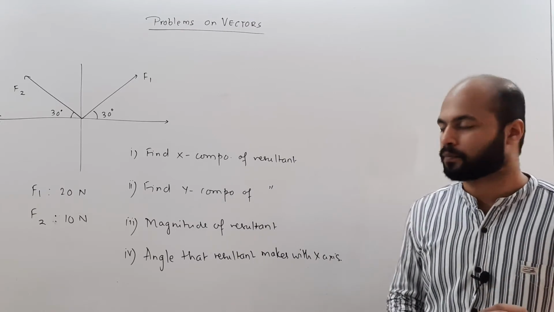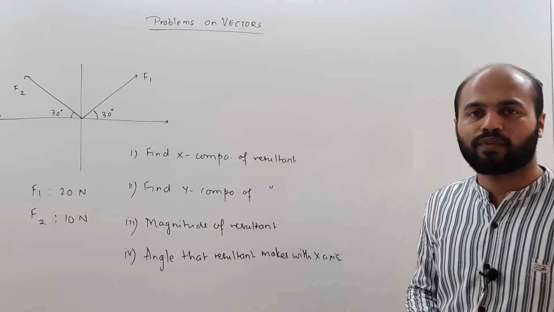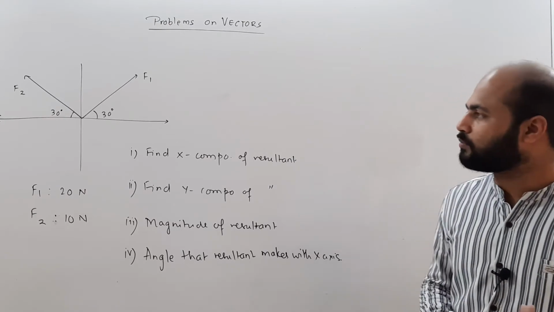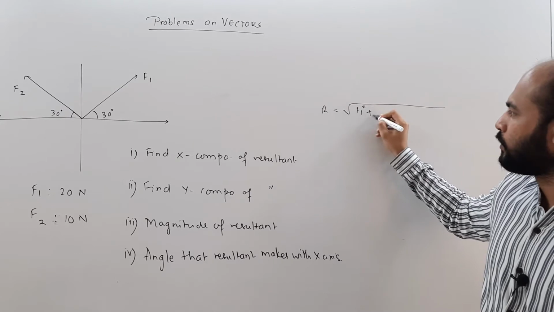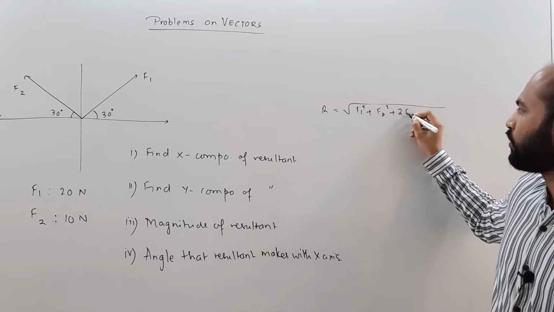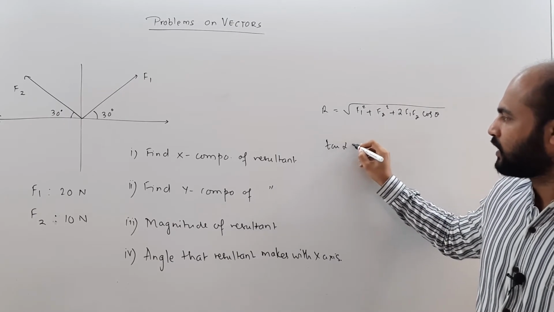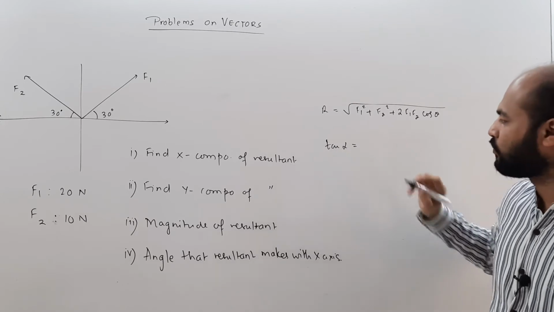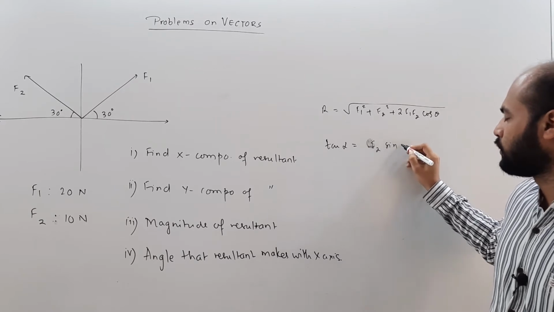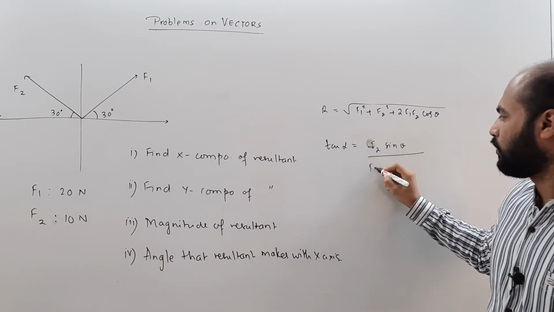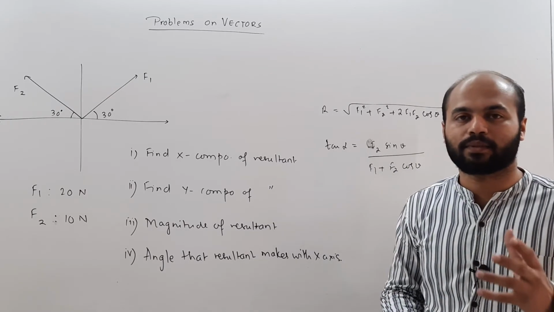Now in this case, if you are just asked about the magnitude and the direction, then it is very easy to find through the parallelogram law. Now using the parallelogram law, that is the resultant equals the square root of F1 square plus F2 square plus 2 F1 F2 cos theta. Using this and this formula, tan alpha will give you the direction. Tan alpha is equal to F2 sin theta by F1 plus F2 cos theta. You can find tan alpha, that is the angle that it makes with the x-axis.